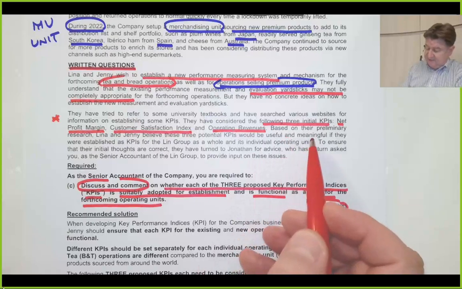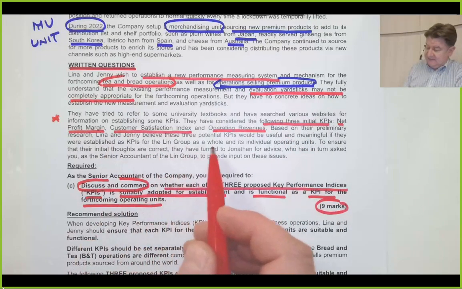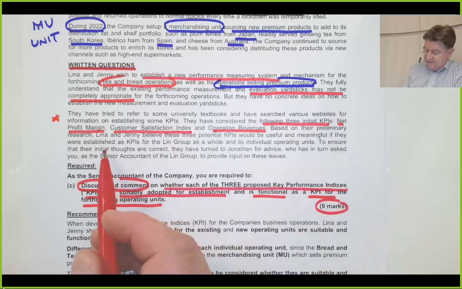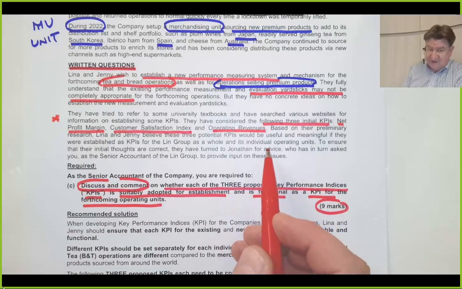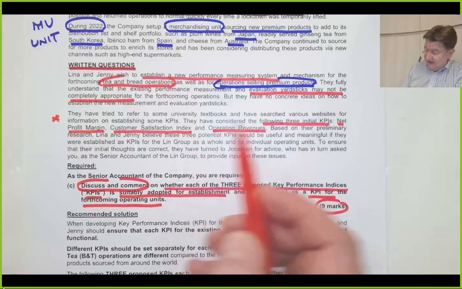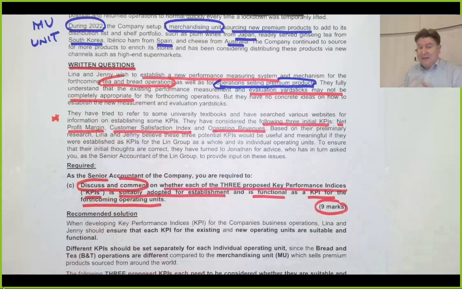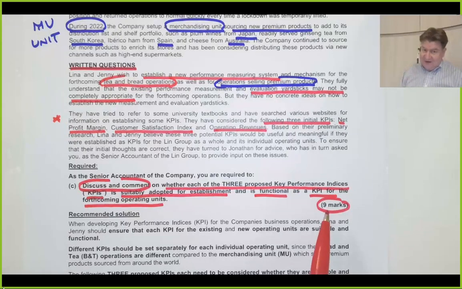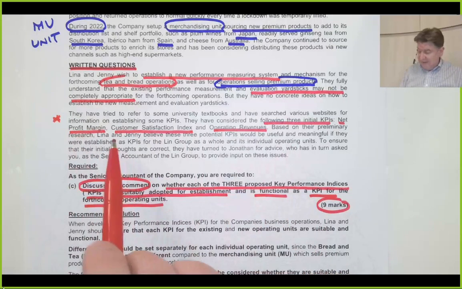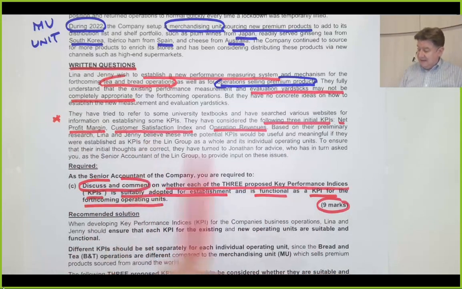It says, based on the preliminary research by Lena and Jenny, they believe these to be useful, meaningful, if they were established for the group. But what we need to do is start thinking about the individual operating units. And look, they're thinking they may not be completely appropriate. Now, what students did, they answered this one very, very badly. For 9 marks, they just simply went, right, profit margin, yep, customer satisfaction, yep, operating revenues, yep, and that's all they did. They went, yes, yes, yes, next question.